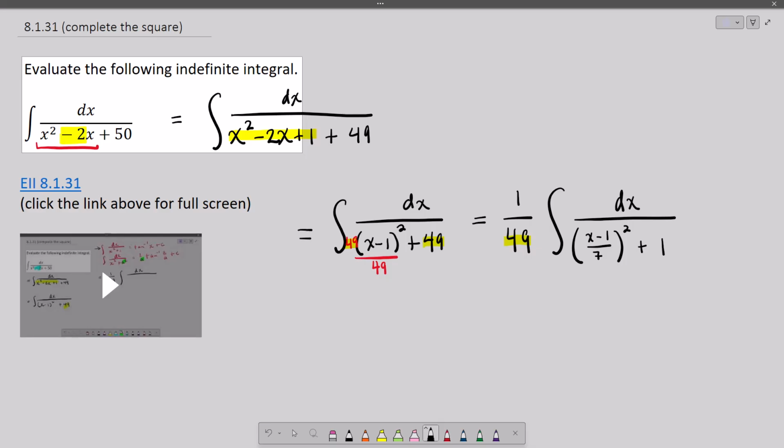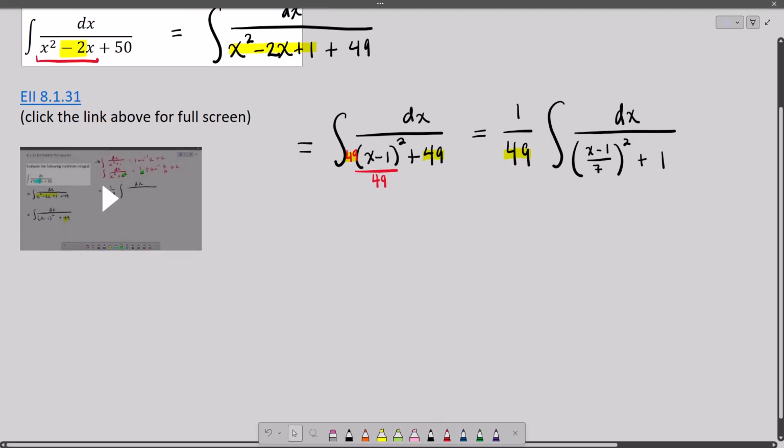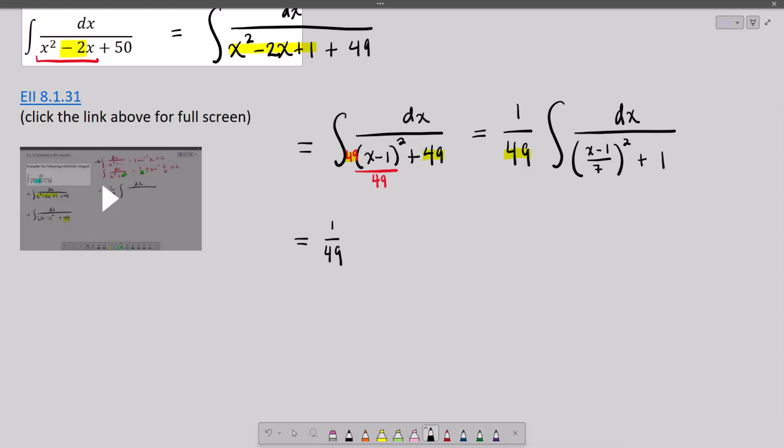And so right here, we can immediately go to the answer. We can write this as 1/49. I'm going to leave a little gap for the RCR, the reverse chain rule. And then this is arctangent of whatever's in parentheses, so x minus 1 over 7, plus c. And now in our little reverse chain rule slot right here, we need to fill in whatever we need to do the RCR piece. What's going to go in our RCR slot?